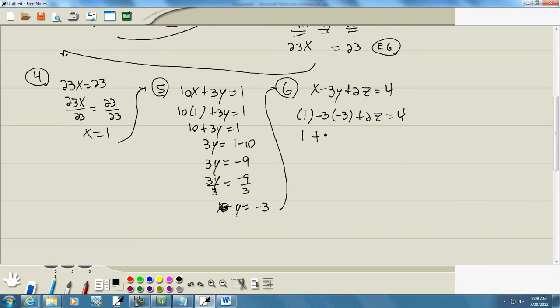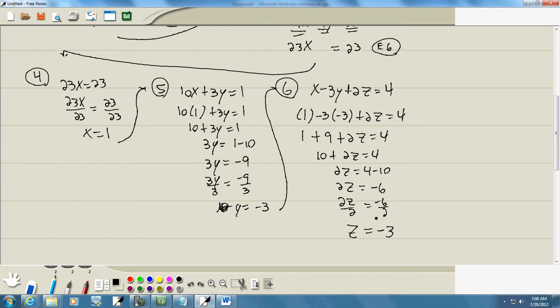Negative 3 times negative 3 is a positive 9. Plus 2z is equal to 4. 1 plus 9 is 10. Plus 2z is equal to 4. Take 10 to the right side, it becomes a negative 10. So we've got 2z is equal to negative 6. Divide both sides by 2. And negative 6 divided by 2 gives us negative 3. So we've got our x, y, and z values.